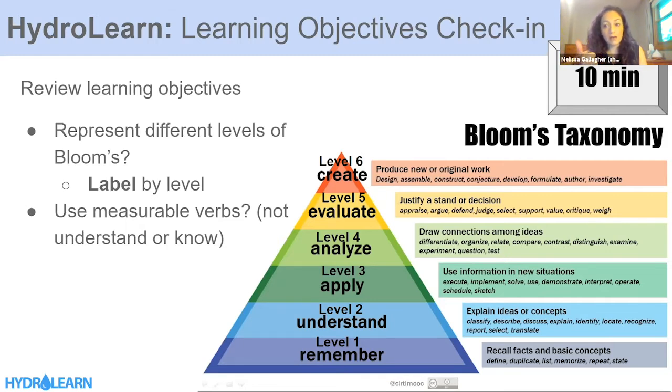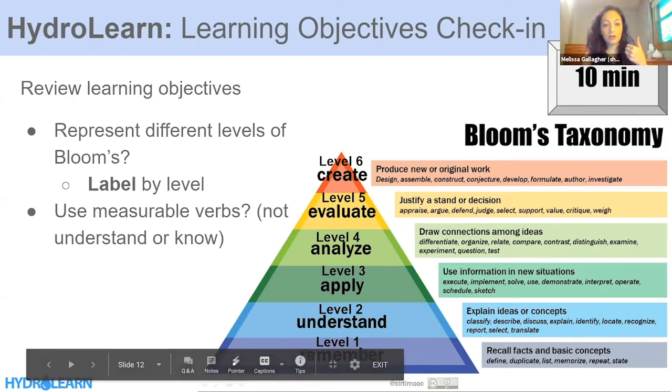You can label by level if you haven't done that yet, and double check that they use measurable verbs. If you've done both of those things, then you can start talking through some of your higher level learning objectives with your partner: what does this learning objective look like to me? What does it look like to compare and contrast the two different models, or to analyze the design of this, or to create a design for something?